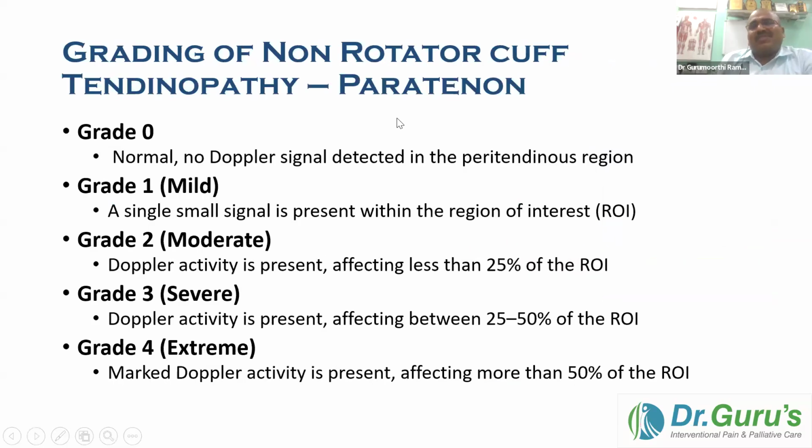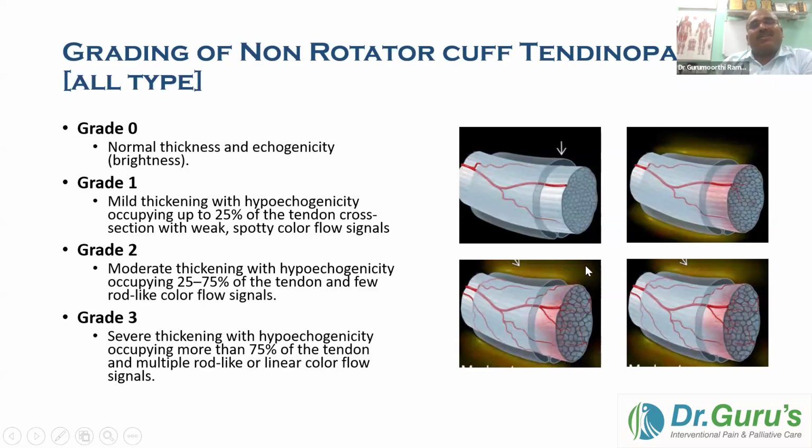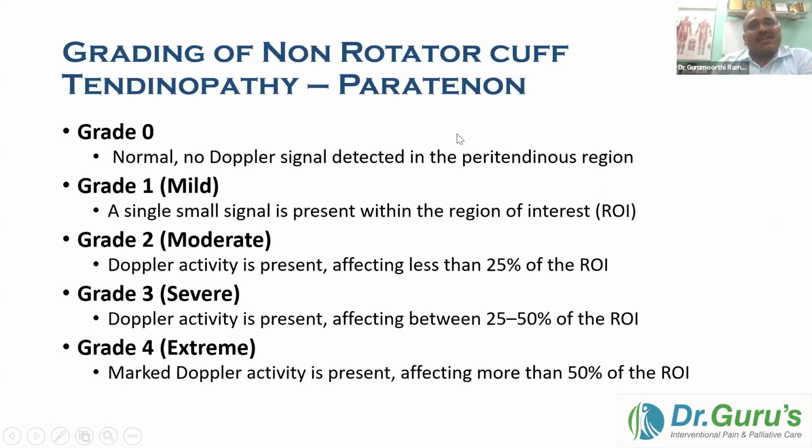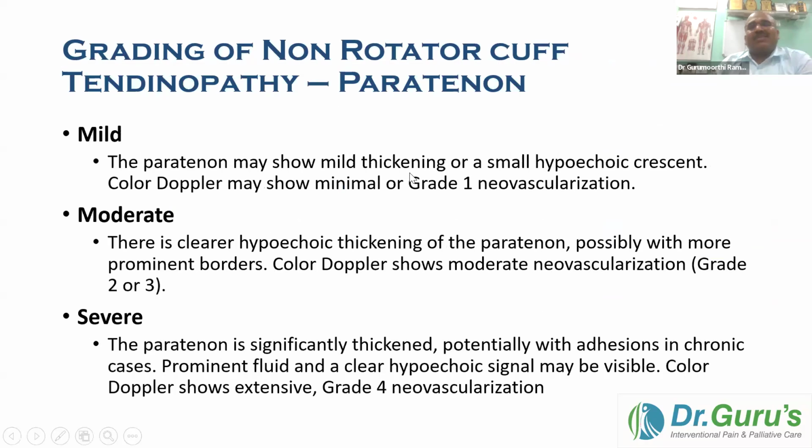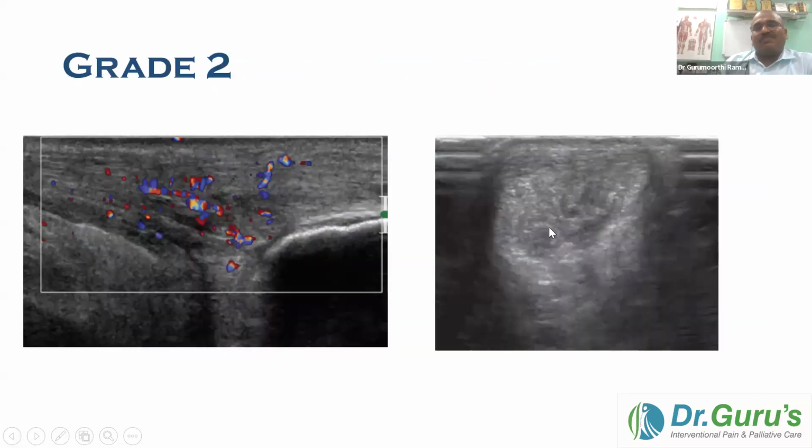There is one thing which is specific to your Achilles tendon and your patellar tendon, and that is based on the paratenon also. So in the Achilles and patellar tendons, you will be assessing the paratenon. It's almost the same. Here they say it's predominantly hypoechoic crescents. We can say the paratenon will be thickened. This is your paratenon, and only this part is thickened. This is crescent shaped. This is grade 1.